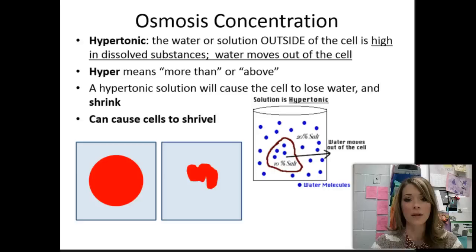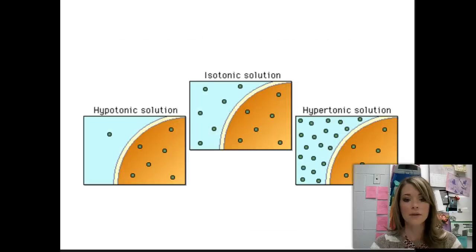Just to review real quickly, here's a picture coming up. That shows, let's go back, hypotonic, low solute outside the cell, isotonic, equal outside the cell, and hypertonic, high solute outside the cell.